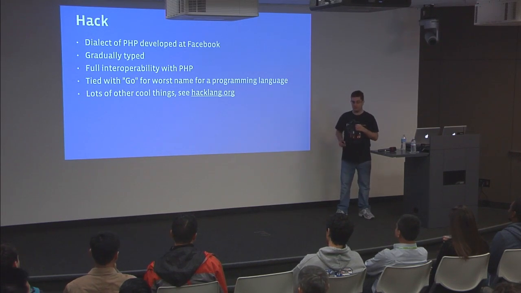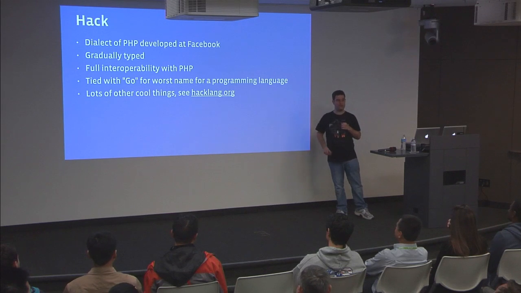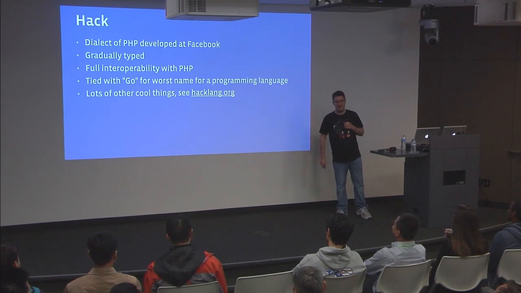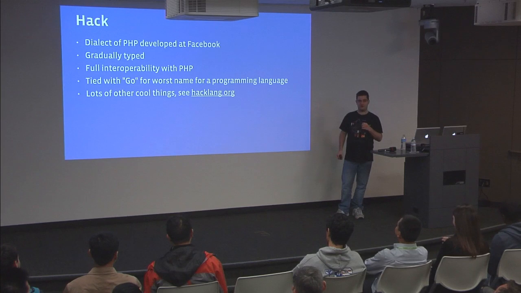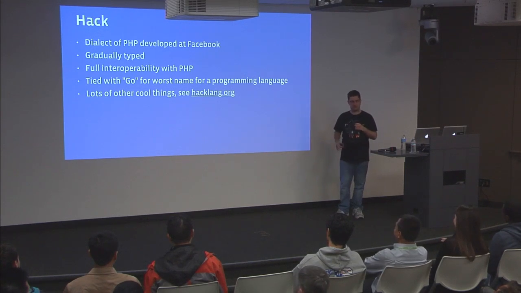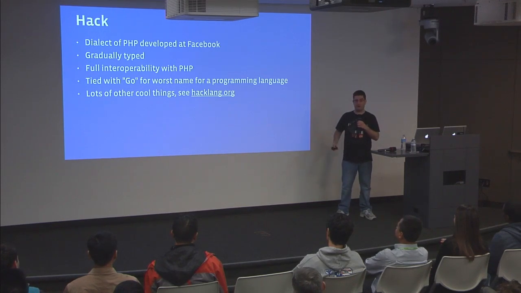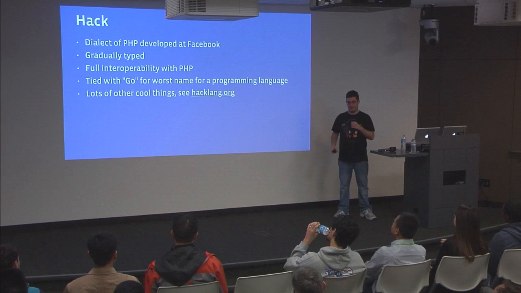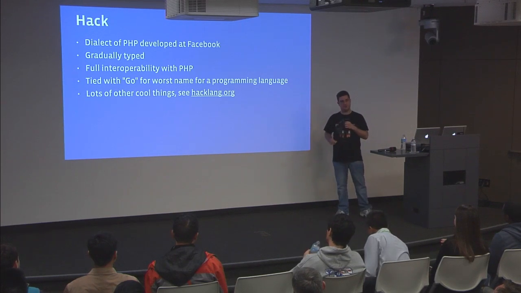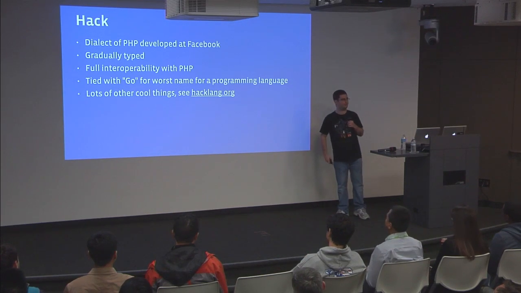Hack is also tied with Go for worst or least Googleable name for a programming language ever. It has lots of other cool features, such as async functions, short lambdas, 1.5 million other things that I won't be talking about or touching on at all today. And you can go to hacklang.org to see the full details of the language. I'm going to be focusing on just one feature, which is the type system.